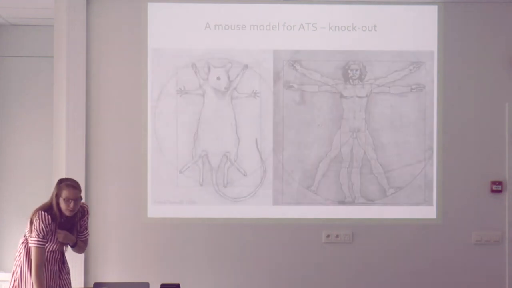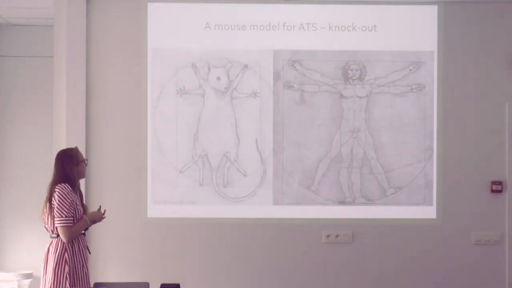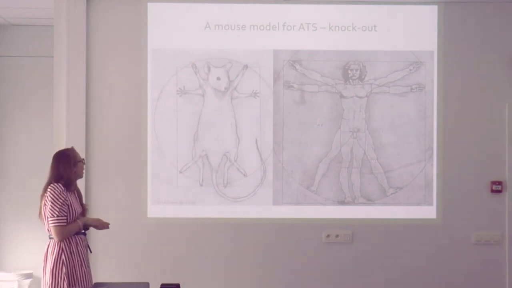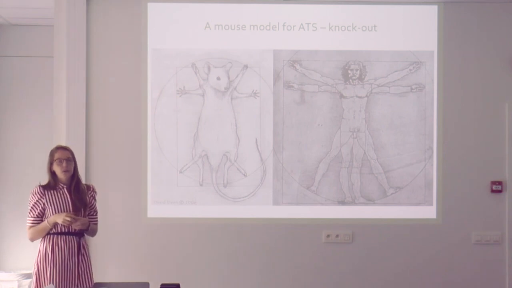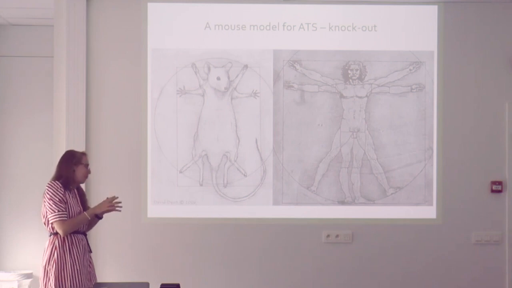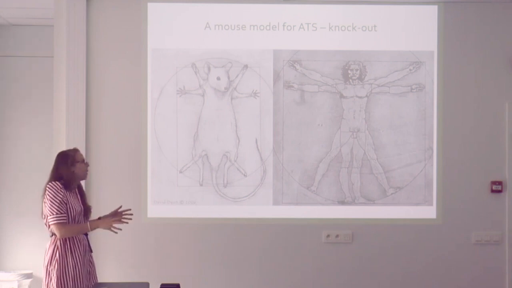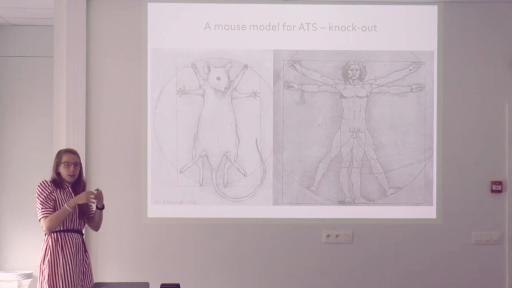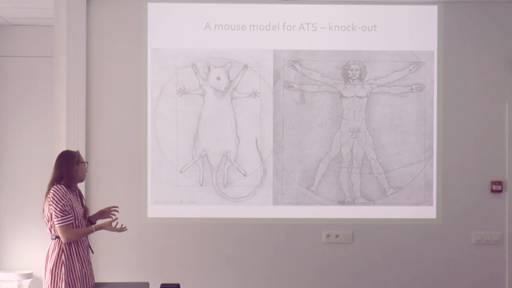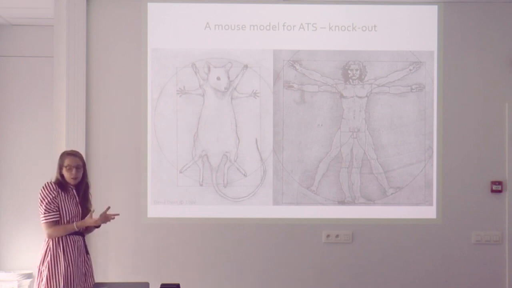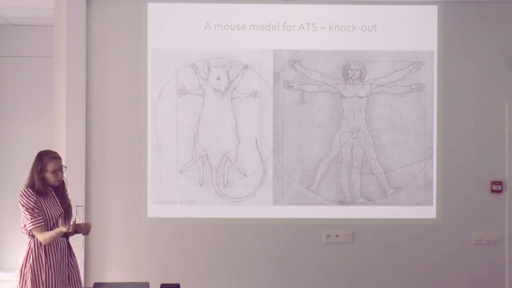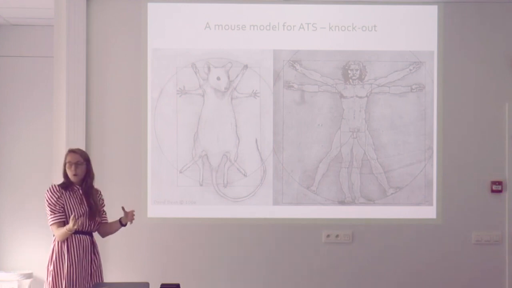A second model we use to study ATS is a mouse model. It's also a knockout model, as I explained before. And the reason why we also study a mouse model is because how much I like using the fish for studying the disease, the mouse is way more relevant. It has a heart similar to humans, the vasculature is similar to humans. So it's good that we complement our easy and fast and cheap zebrafish model with a more relevant mouse model.